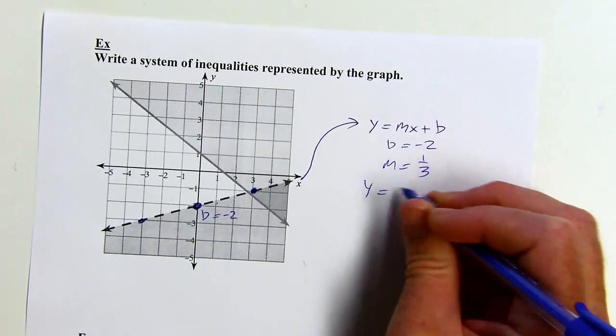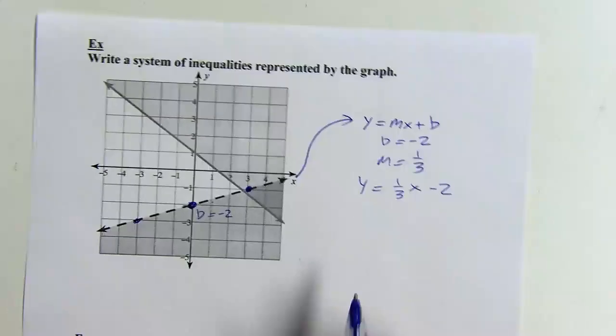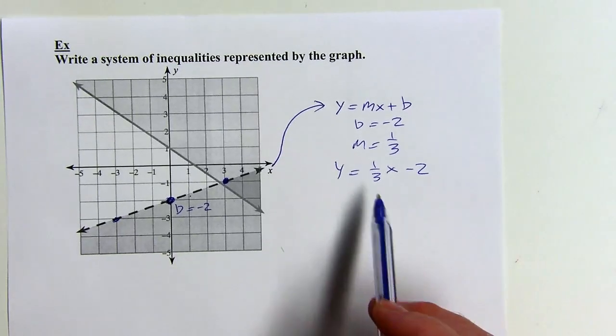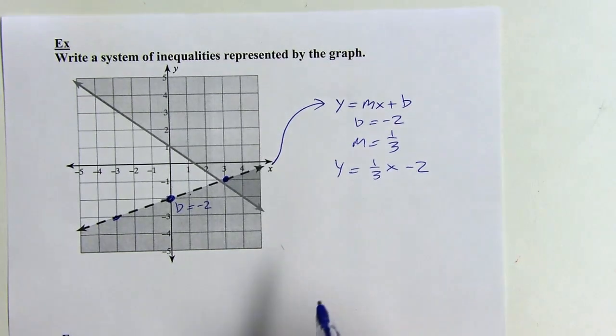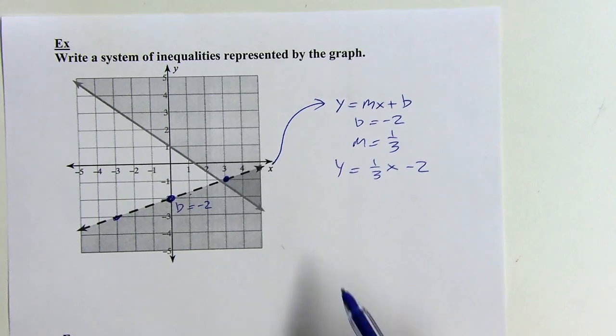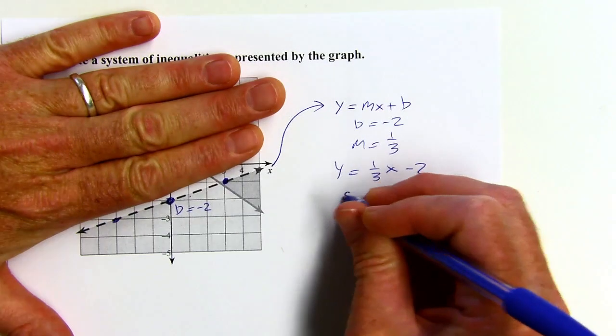Okay? So now I've got y equals 1/3 x minus 2 when I plug in the slope and the y-intercept. Now this is an equation, not an inequality, right? So now I have to also put in the inequality symbol. So for this line, I'm talking about this line, I'm shading below.